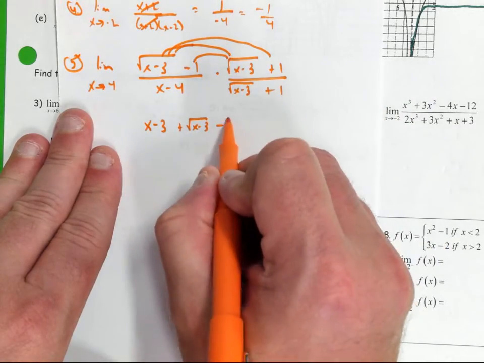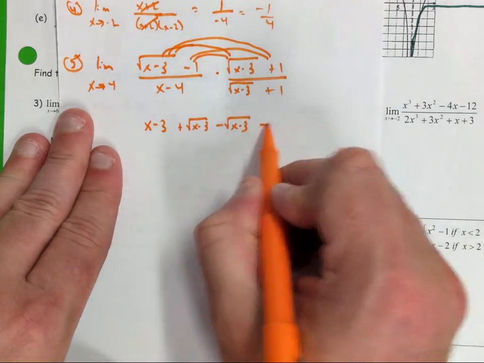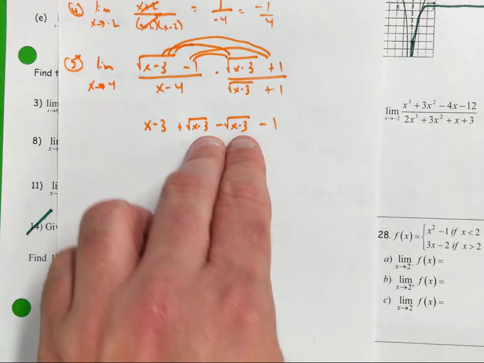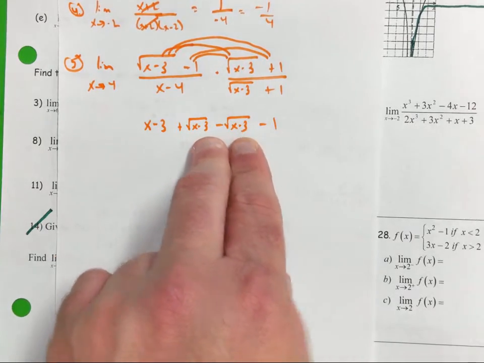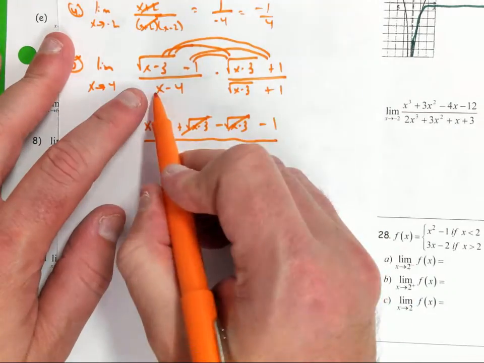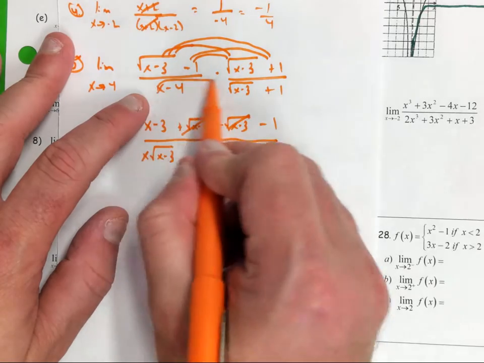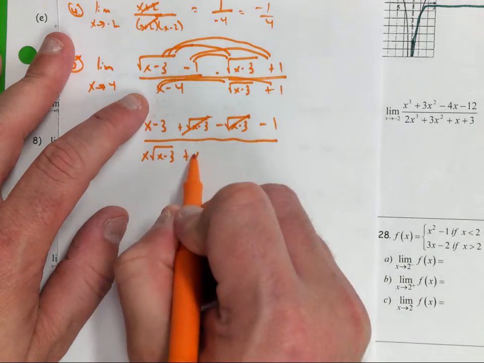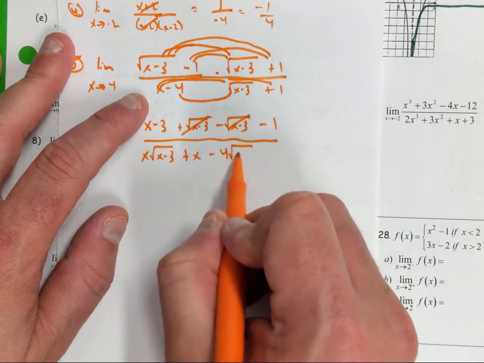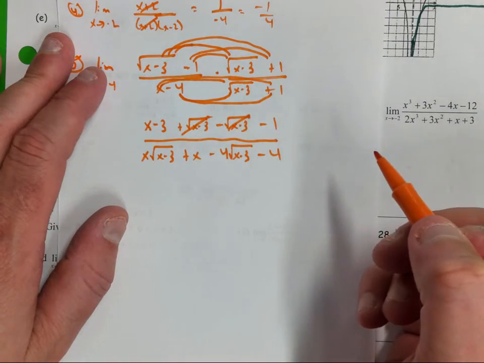This times this is a negative square root of x minus 3. And this times this is a negative 1. What happens normally in this top part? The middle terms do what? Cancel, yes. Now on bottom, x times this is x square root of x minus 3. X times 1 is x. Negative 4 times this is negative 4 square root of x minus 3. Negative 4 times 1 is negative 4.